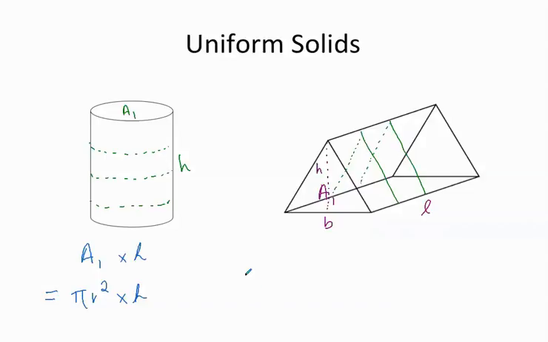Again, the same in this triangular prism. If you can see where I've put those green dotted lines, if you slice down there, it would have that same triangular face to it, which means it has the same cross section. So again, this is A1 multiplied by the length, and so A1 is equal to B multiplied by H divided by 2, so that's the area of a triangle, multiplied by the length.